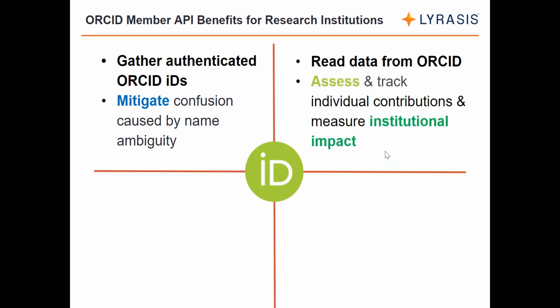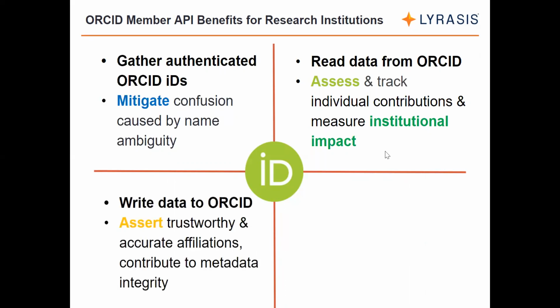Second, by using the API to read data from your researchers' ORCID records, you can not only save time by collecting information from ORCID through the API as opposed to having your researchers fill out forms over and over again. But you can then use individual ORCID data to help with assessment of activities and things like promotion and tenure review. And you can also look at aggregate ORCID data to assess activity and impact more broadly, maybe at the departmental or institutional level.